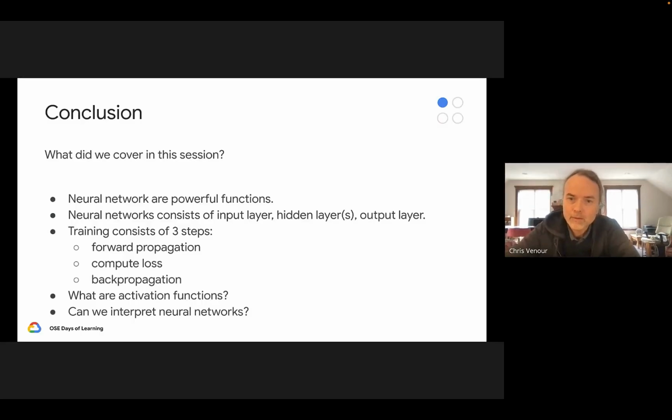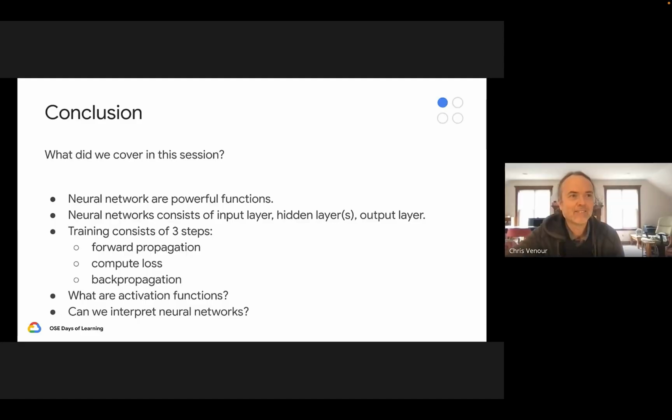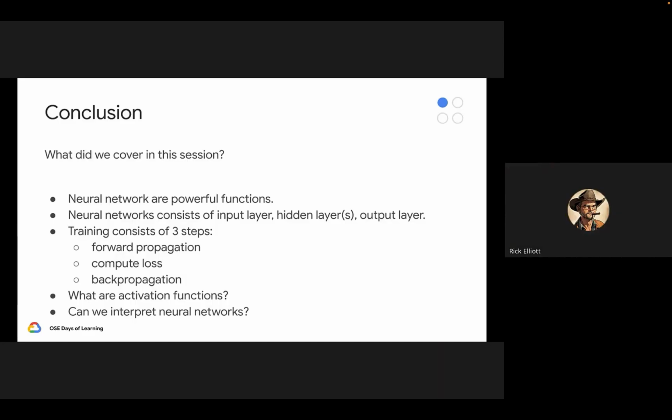Rick. Yeah, great presentation, Chris. Thank you. That really helped me understand some things that I did not understand before. I was curious, why are they called hidden layers? Do we not know what they are? The network's combining, so we don't know which ones they're going through?